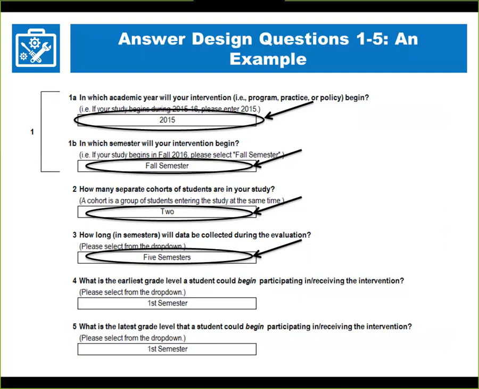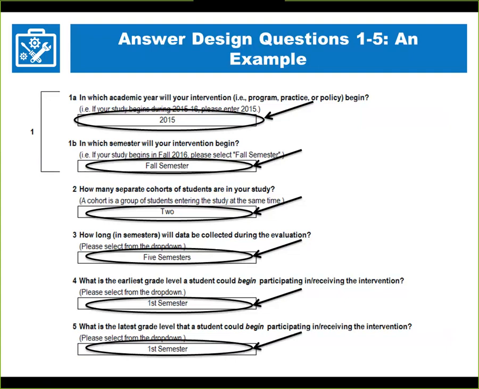Next, we answer the question, what is the earliest grade level a student could begin participating in or receiving the intervention? And the answer to that in our example is their first semester in college, because it's a first-year seminar for students in their first and second semesters, and they begin in their first semester. Then the next question asks, what is the latest grade level that students could begin participating in or receiving the intervention? And in our example, again, the answer to that question is the first semester in college.